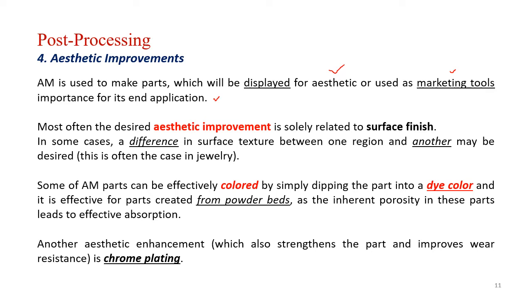So more often, aesthetic improvement is solely related to surface finish: how good a surface finish we can provide. A difference in surface texture between one region and another may be desired, as in jewelry, but not in all cases. So we find that the product should have a similar type of surface finish all over. Some parts can effectively be colored. We can use some dyeing agent or pigment so that they are dipped into the dye and we get the required shape.